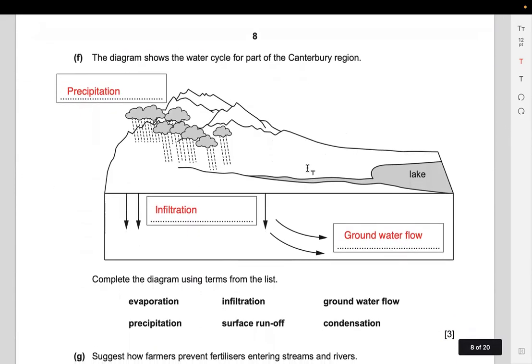Easy water cycle question. Just be very careful looking at the arrows. Arrows down from the soil is always infiltration. That's obviously precipitation, and this is going to be groundwater flow from the ones they've given us. If it was surface runoff, the arrow would be like that. It would be over the top of the ground towards water.